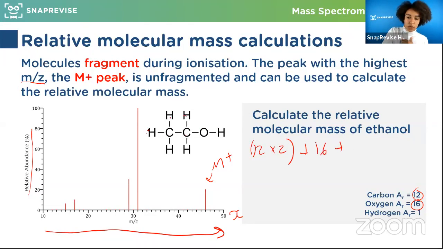And then we've got 1, 2, 3, 4, 5, 6 hydrogens. So that's plus another 6. And that gives you the same value as the M plus peak, which is 46. Why is the M plus peak not the highest peak?